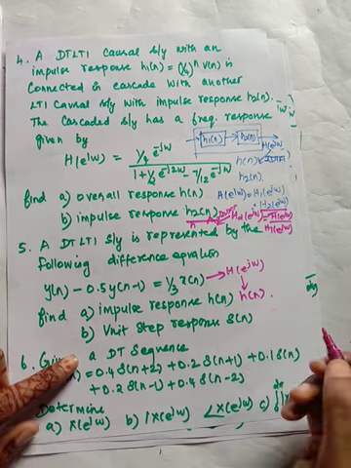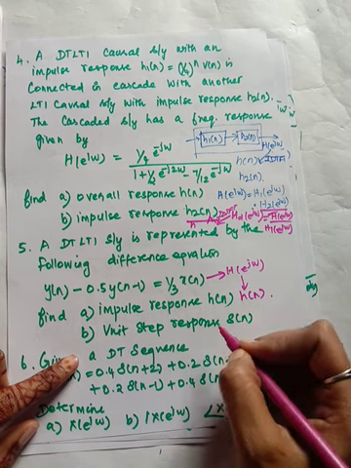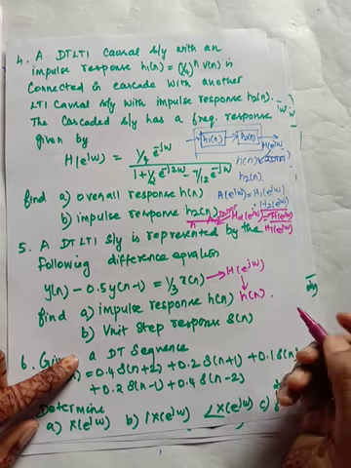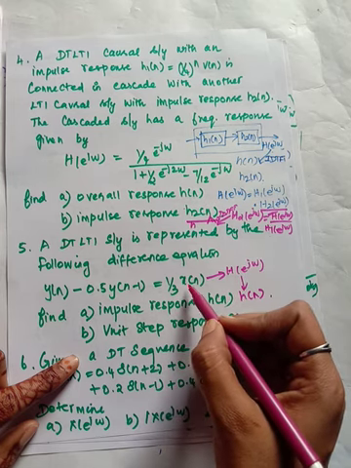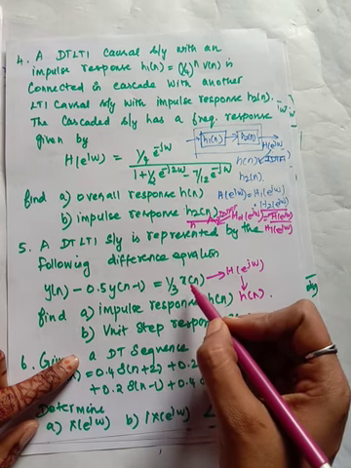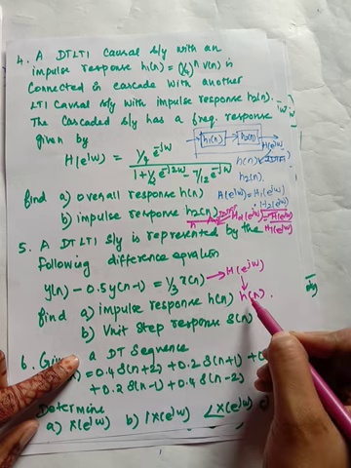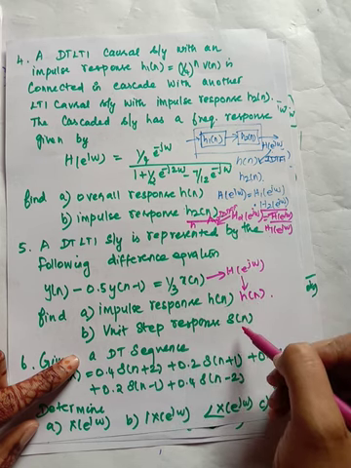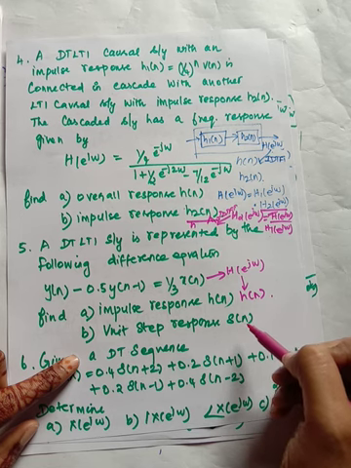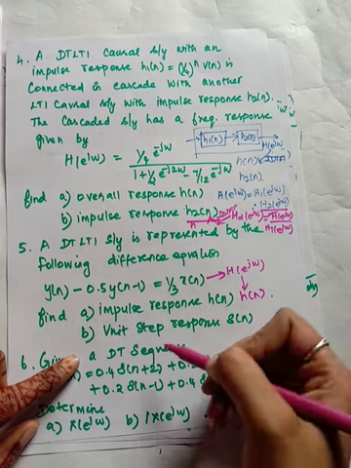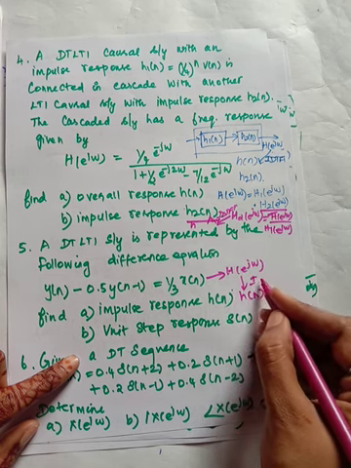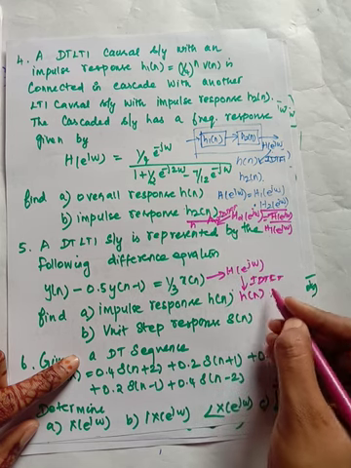Okay, so now you need to find the step response. In the first case the input is an impulse, so you will obtain the impulse response of the system. In this case the input is a unit step, so you need to find the unit step response. The first step is easy, directly you can take the inverse DTFT to find this h of n.